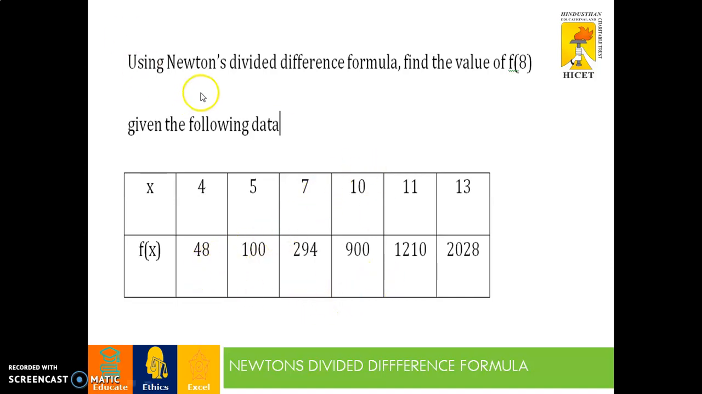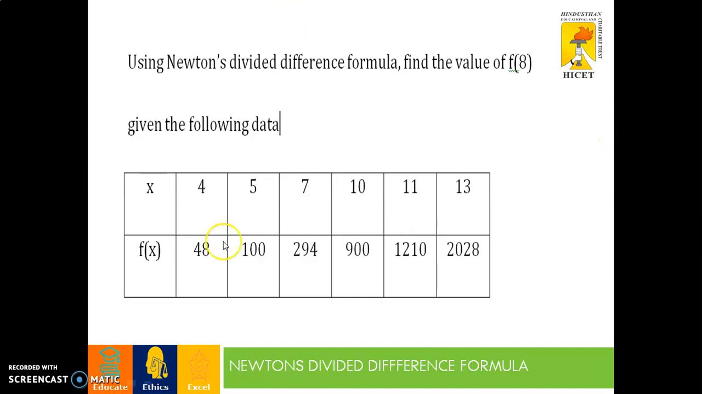So using Newton's divided difference formula, we are going to solve this problem. So we have to check whether the values of x are equally spaced or unequally spaced. If it is unequally spaced, we can apply Newton's divided difference formula.